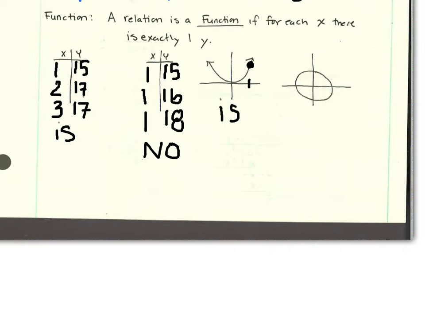Whereas for the circle, if I'm looking at this x value right here, it has a corresponding y value both above and below it. Since there are 2 corresponding y values, this is not a function. And this method is sometimes called the vertical line test. If I look at a vertical line right here, it only touches the graph in one spot. If I look at a vertical line right here, it touches the graph in two spots. Two answers is not a function.